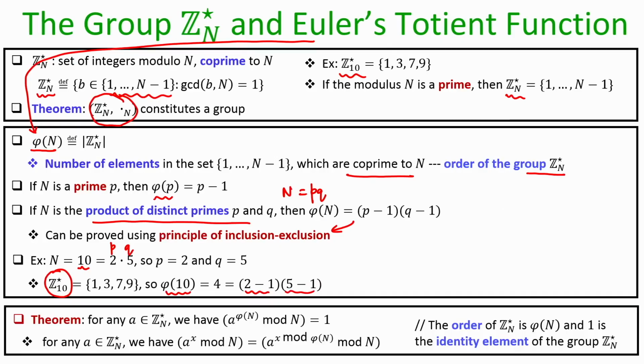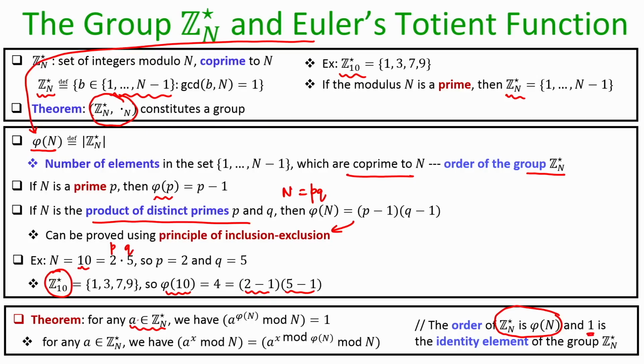And we know that if I take any element a in the group Zn star, then a to the power phi of n modulo n is 1, and this can be proved in multiple ways. I can use the following result from abstract algebra. I know that the order of the group Zn star is phi of n, because that is the definition of phi of n, and the numerical 1 is actually the identity element of this group Zn star.